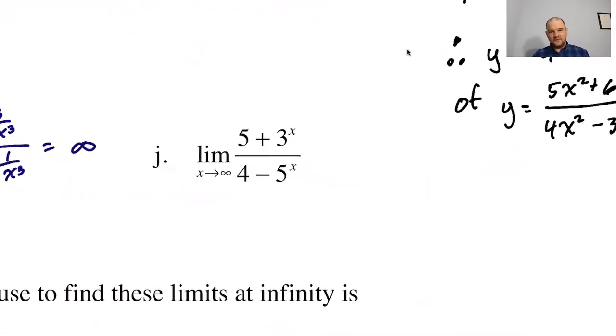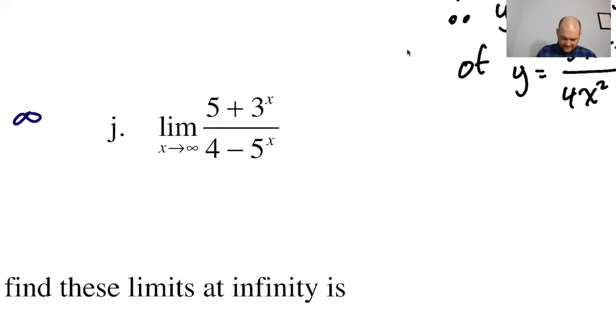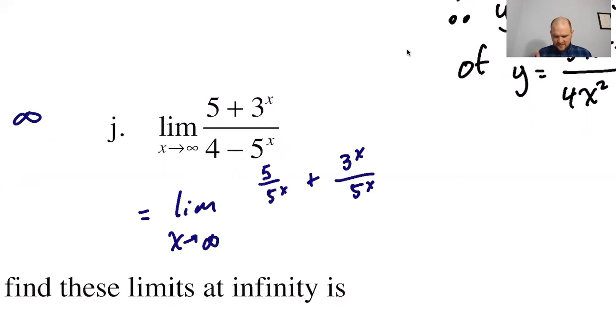All right, and then we have this one. This is a weird problem because this is not a rational function. But could the same thing work? I don't know. I'm going to divide through by 5 to the x, the highest powered thing in the denominator, and hope that we can create a scenario where we're guaranteed to be looking at zeros, which I think is probably going to happen. So I'm going to have 5 divided by 5 to the x plus 3 to the x over 5 to the x, which is maybe the trickiest one, over 4 divided by 5 to the x minus 1.